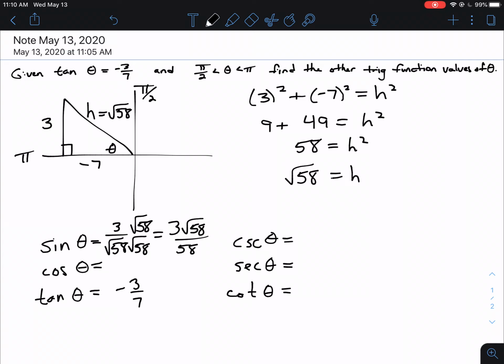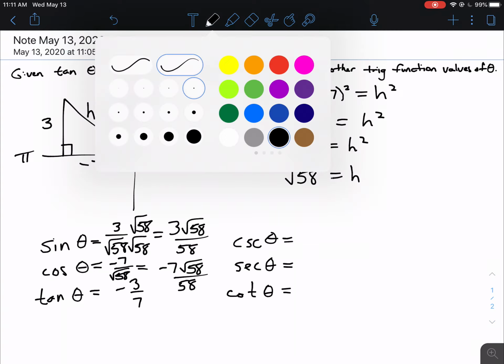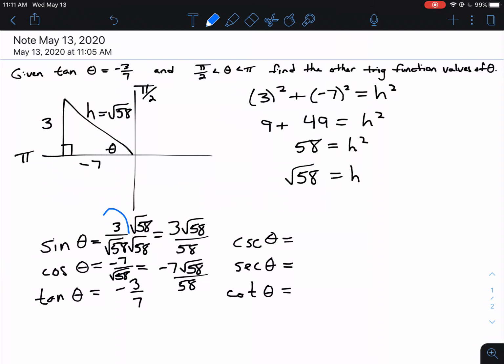Okay, let's go ahead and find cosine now. So cosine is adjacent over hypotenuse, so that would be -7 over the square root of 58. Which then again, you could probably figure out without having to show the work for rationalizing. Again, you're multiplying by the square root of 58 over square root of 58. So that'll just become -7 square root of 58 this time in the numerator, divided by 58 still in the denominator.